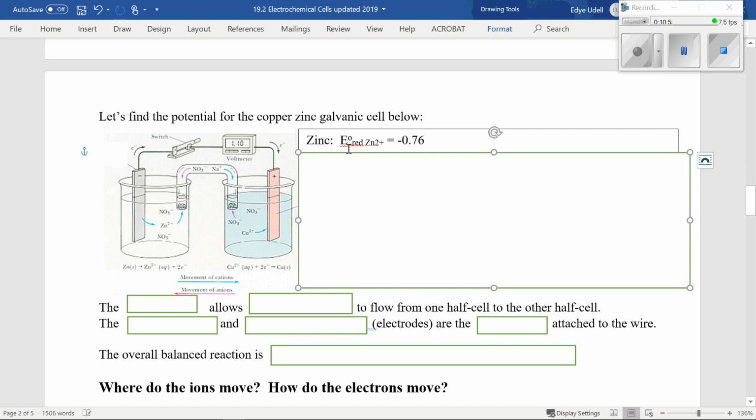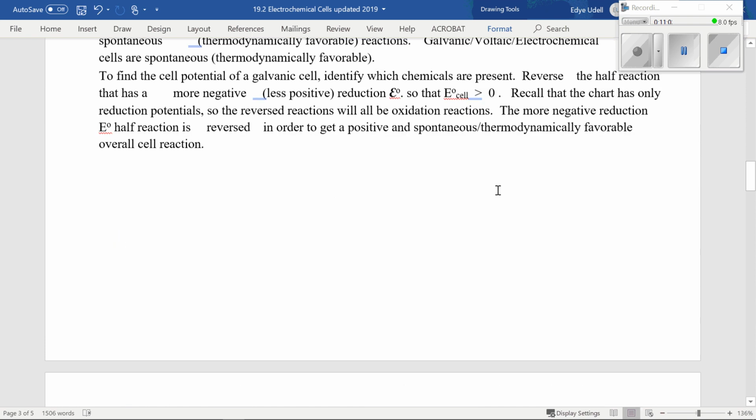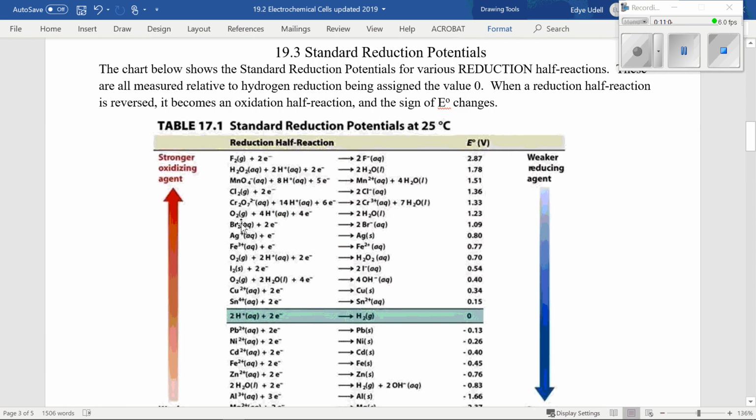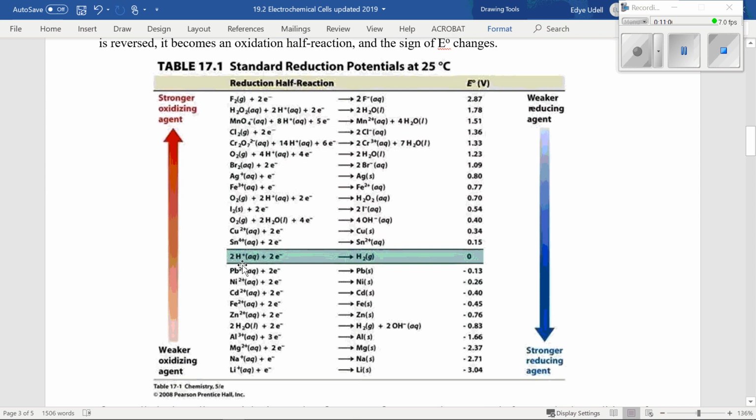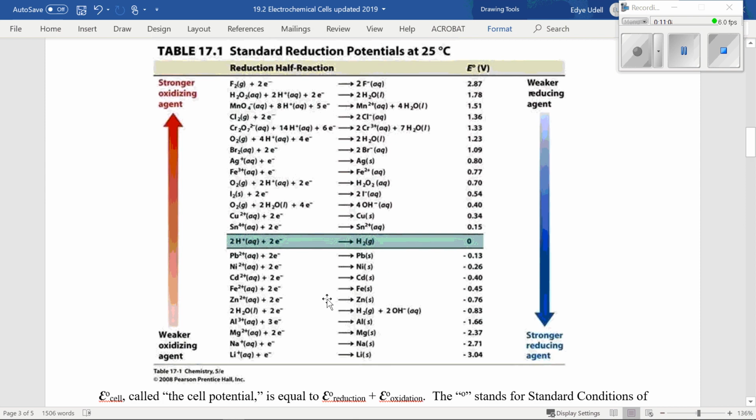And we look up the standard potential for zinc and for copper. So you look up here and you're looking for zinc and copper. And let's see, there's the zinc. And notice zinc is on the right side. Zinc is a product. So the reduction reaction has a potential of negative 0.76.